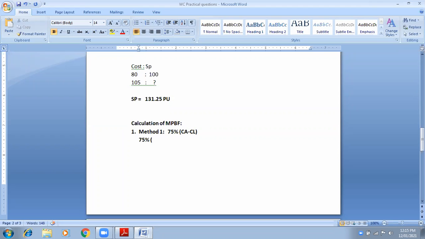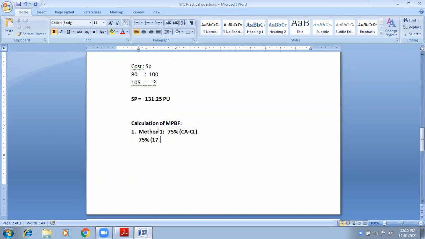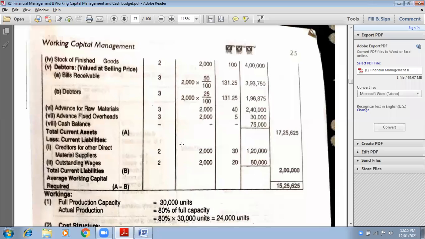Put again a bracket. Now tell me, what is your current asset? What is the total of current assets? 17 lakhs 25,625. Is it the correct one, the one which I'm writing? 17 lakhs 25,625. Is it the one that you have got? Yes, ma'am. This is total current assets. The one which you write as gross working capital is also known as total current assets. Now, from this total current assets, current liabilities will be deducted. How much is your current liability?